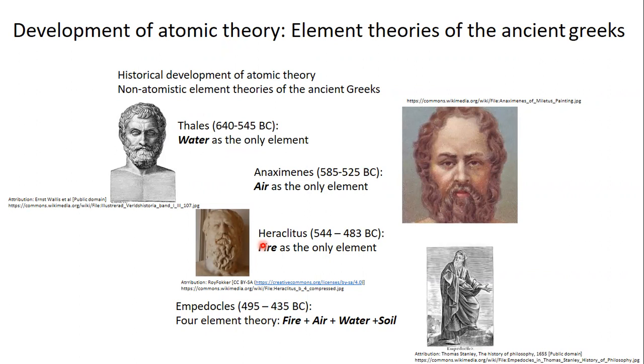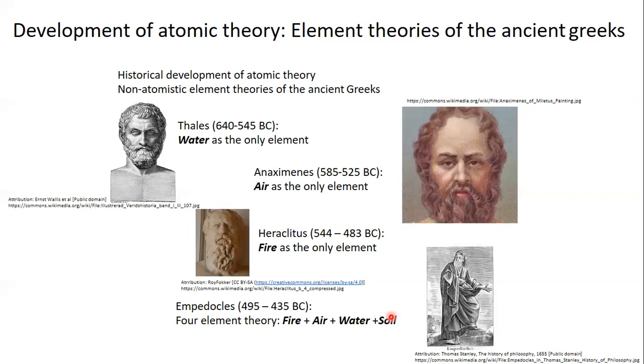So therefore, then Empedocles thought, well, we can more easily explain the complexity of the material by assuming not only one element, but more than one. So that was the first multi-element theory. And he thought of fire, air, and water, which we already considered before, as well as soil as the four elements by which we could explain all the material world. Okay? You can easily see that these element theories are non-atomistic, okay? So they do not contain the idea that there are particles which are not further divisible anymore, which is the central idea of atomic theory.